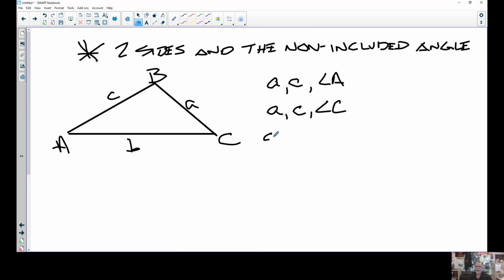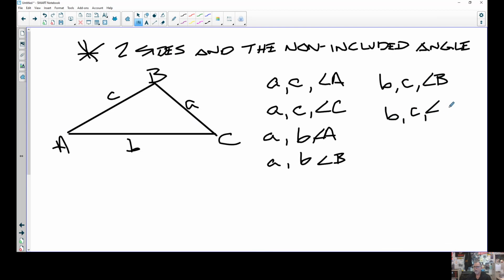If I had A and B, well, C is the included angle, so A would be the angle. That would work for this situation. A, B, and angle B would also work. If I had B and C, well, B and C make angle A, so I can't use that, so I'd use angle B. With B and C, I could also use angle C.